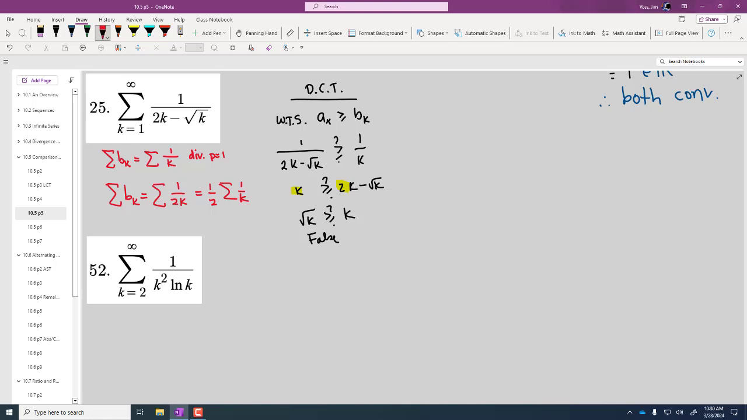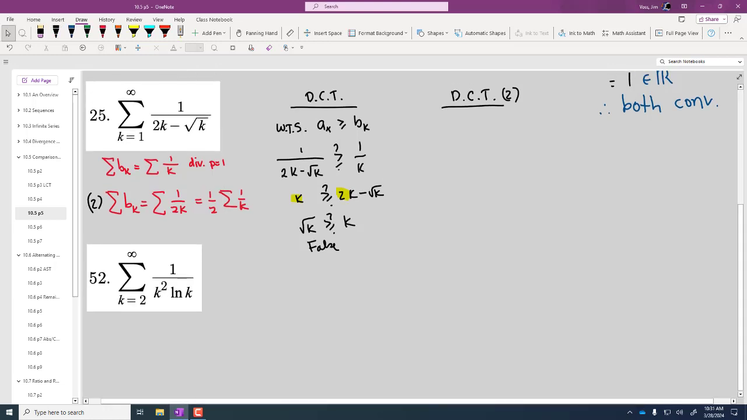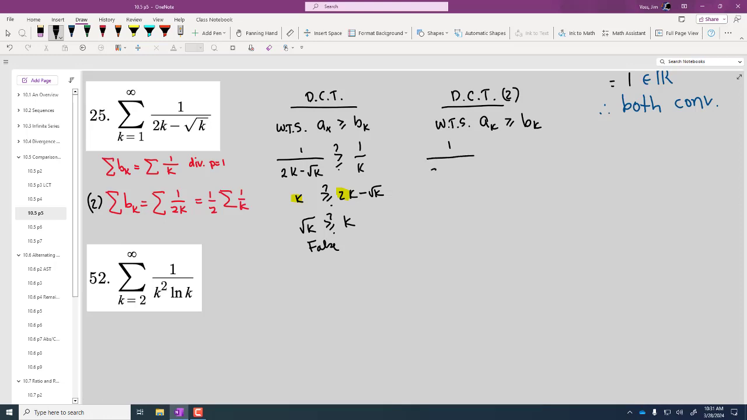And let's just notice that our alternate DCT, if we did it this way, so second try, let's try this and just notice how different it is. We still want to show the same thing. The b sub k is just a little different. We still want to show that a sub k is bigger than b sub k. So the a sub k is the same, and we want to show less than. Now our b sub k is 1 over 2k, and this changes things quite dramatically.